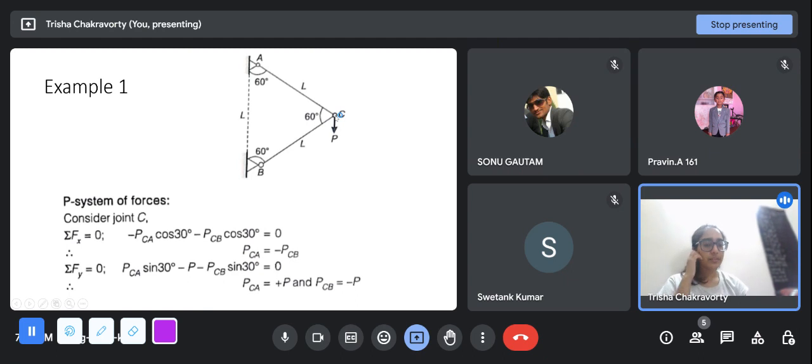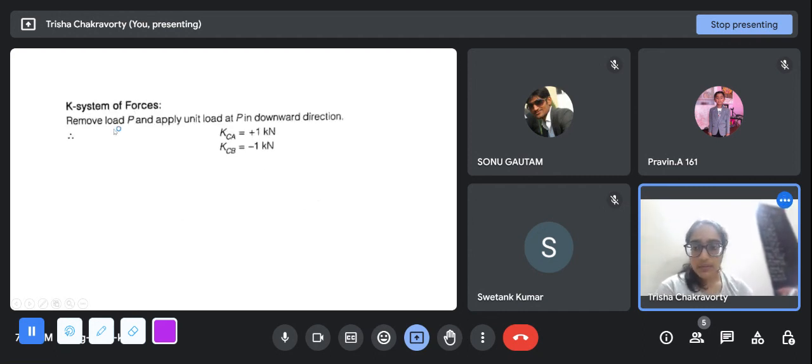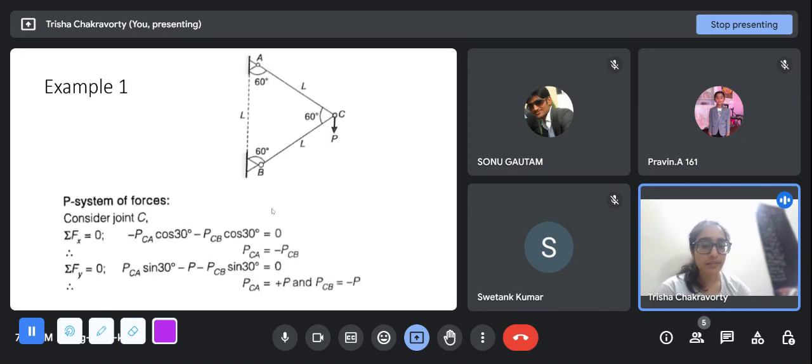Okay, so we will forget this P, we will remove this P, and what will we do? We will apply a load of one, whatever unit of this P is, we will apply a unit load 1 here. So you can see that if you remove the load P and apply a unit load at that C, this will be C in the downward direction. The KCA and KCB will be plus 1 and minus 1. How do we get that?